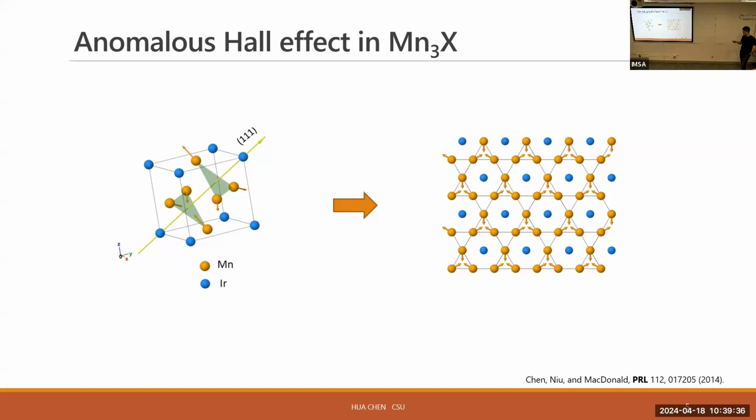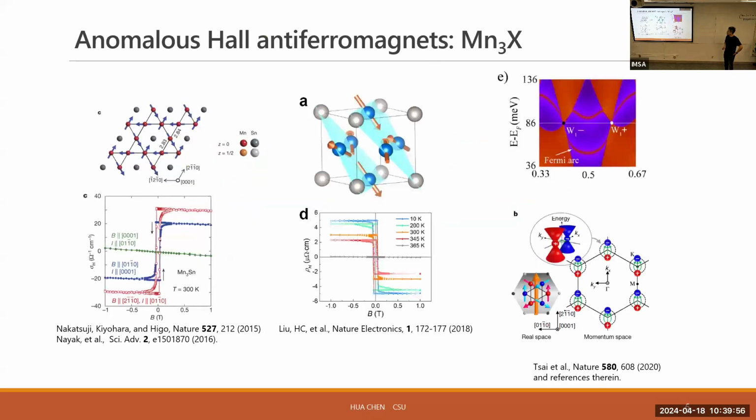By the way, this structure, if you look at the individual atomic layers perpendicular to the [111] direction, they look like a Kagome lattice formed by the manganese atoms. That's another interesting subject that people in the condensed matter community are interested in.